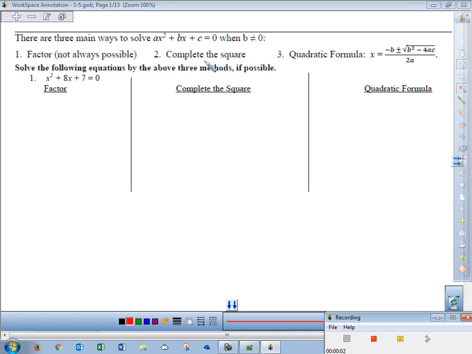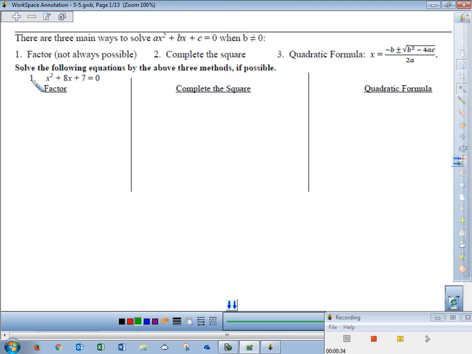Complete the square, which can happen every single time. Sometimes it's really easy to do, sometimes it's a pain in the butt. And the quadratic formula, which works every single time. It's just, it takes a lot of punching and substituting in to use the quadratic formula. So we're going to learn the best time to do each.